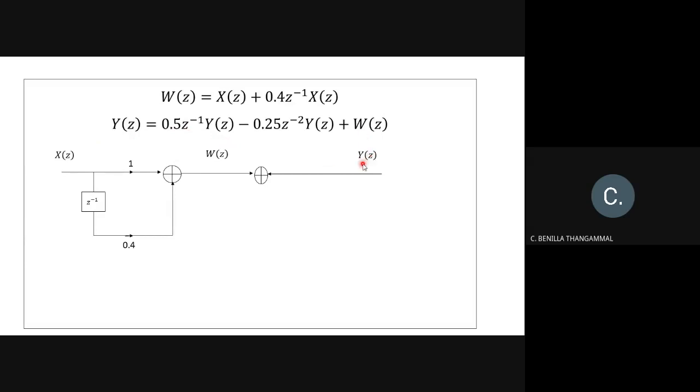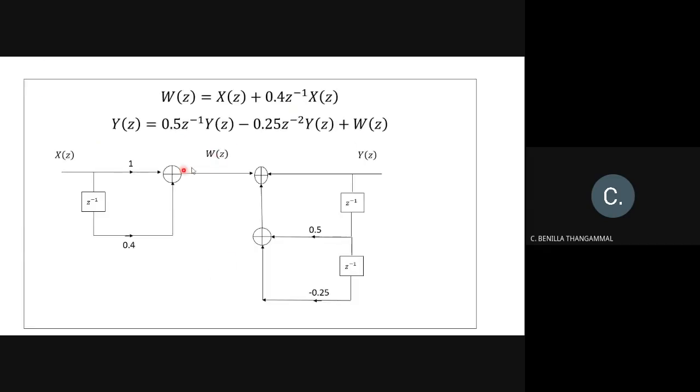Now Y of z is equal to 0.5 z inverse Y of z. So from your Y of z, I'll be taking my z inverse, and then I have minus 0.25 z power minus 2 Y of z. So z power minus 2. Now your first delay element coefficient will be 0.5, and for the second delay element the coefficient is minus 0.25, and plus W of z is already there. So this is your direct form 1.